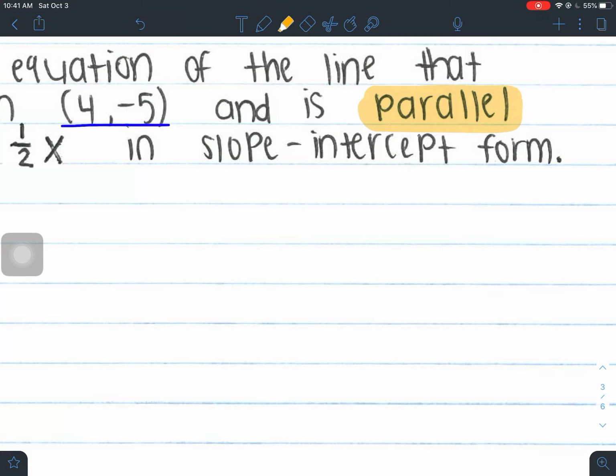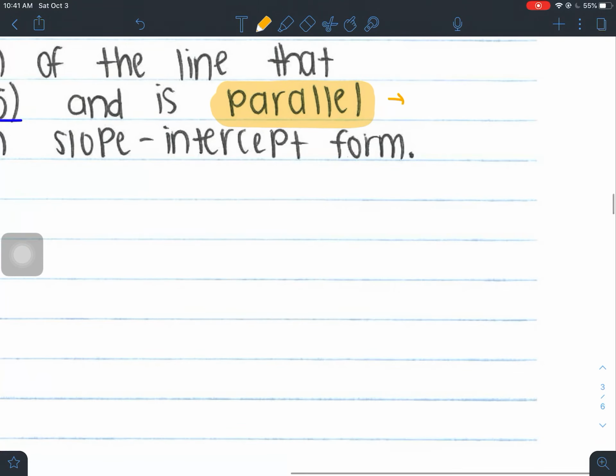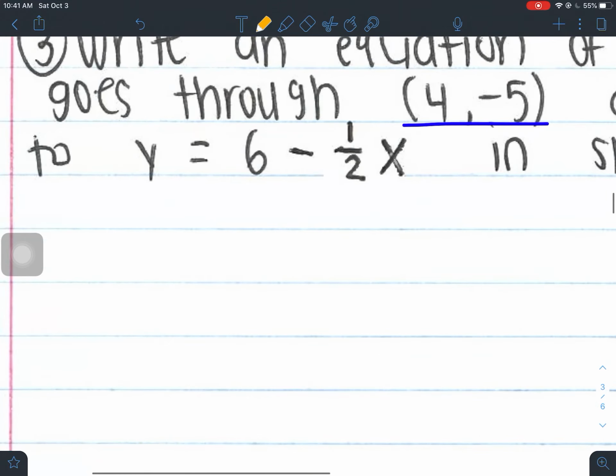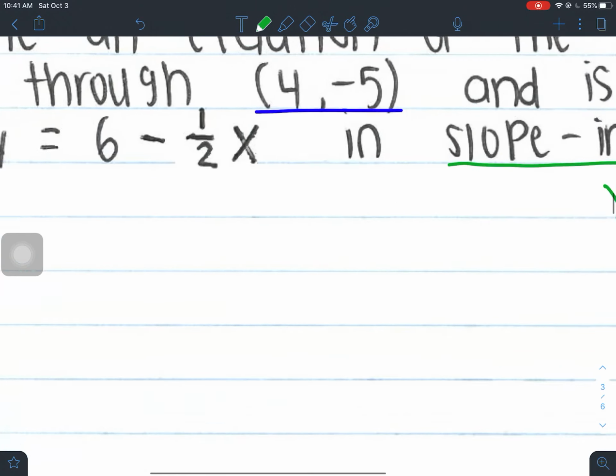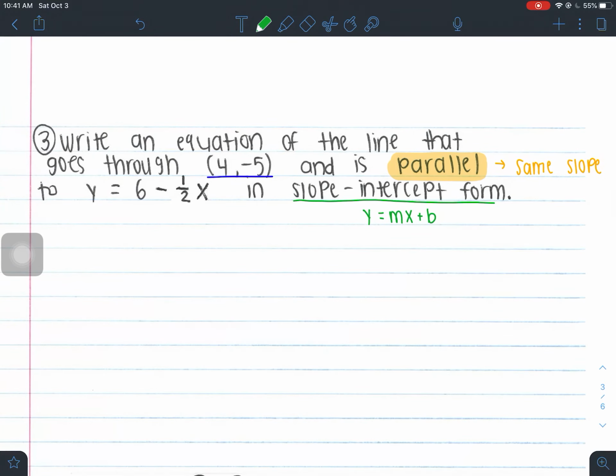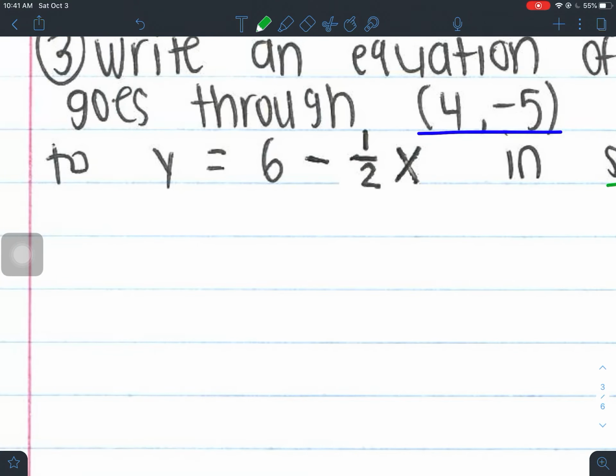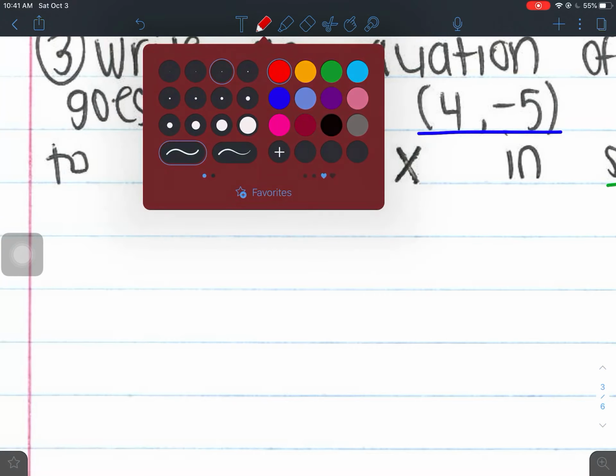What do we know about parallel lines? Parallel lines have the same slope. So that means that when I create my new equation, it's going to have the same slope as the old equation. Now we want that parallel to this equation down here, and we want it in slope-intercept form in the very end. So we want it to be in y equals mx plus b at the very end. Now, I encourage you to try this problem on your own if you're able to. If not, that's fine. But I want you to try because you always want to try and see if you can do it on your own.